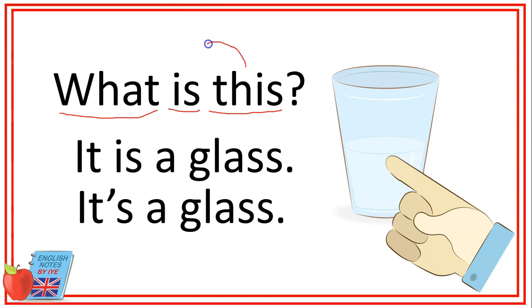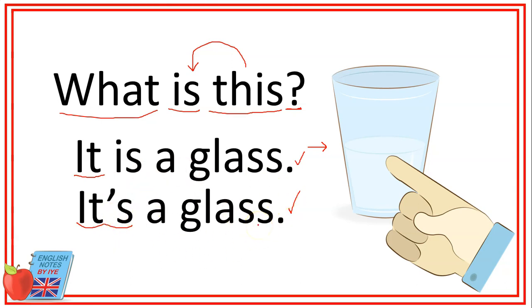And remember that when asking questions, the verb to be goes before the subject. The demonstratives this and that can be used only once to identify the object. Once the object is identified, we substitute it for a pronoun. So in this case, we use the pronoun it. And the answer is, it is a glass, or with a contraction, it's a glass. Now, both sentences are correct, but in this video, we will be practicing with contractions, okay?